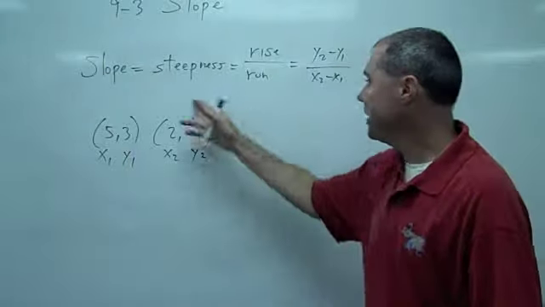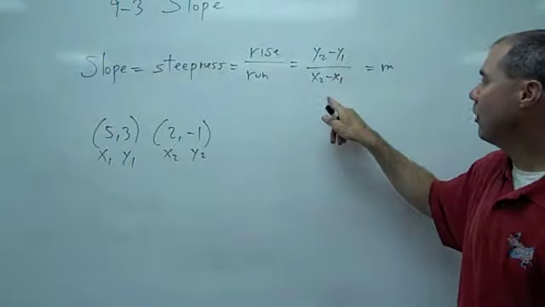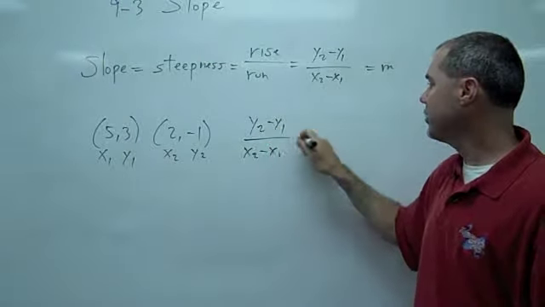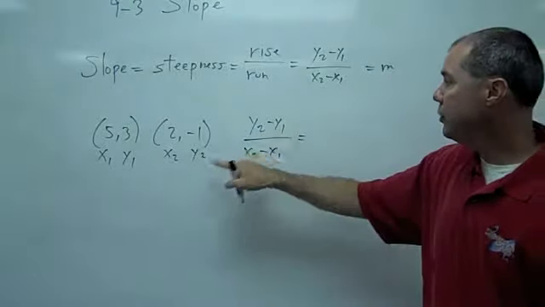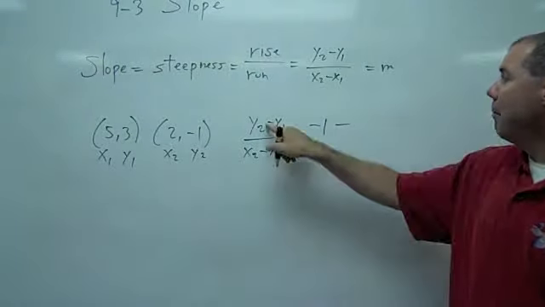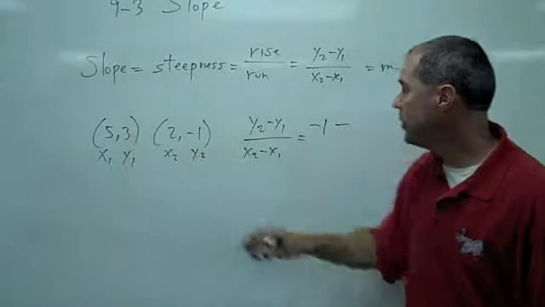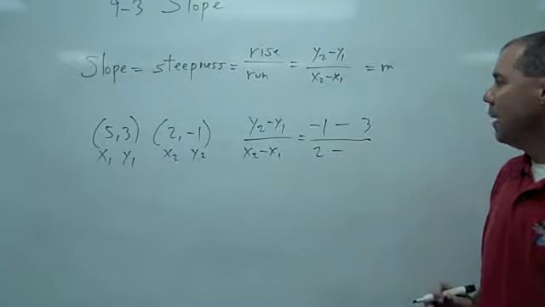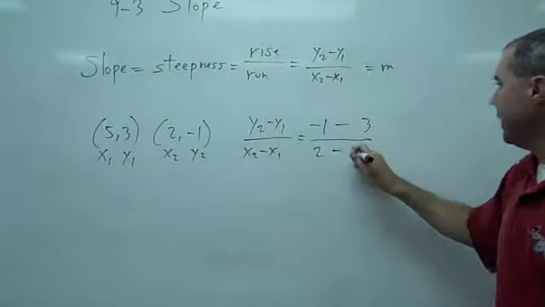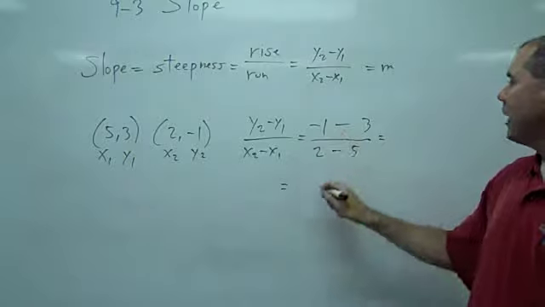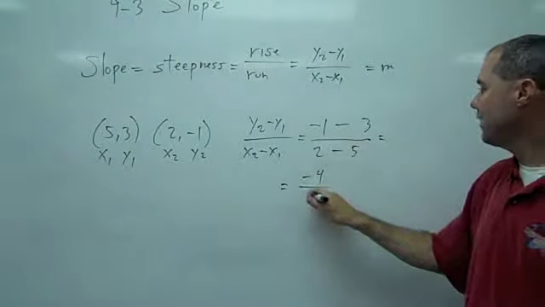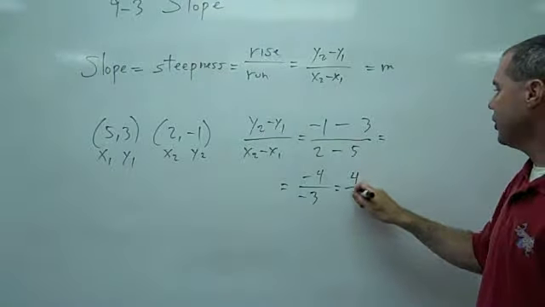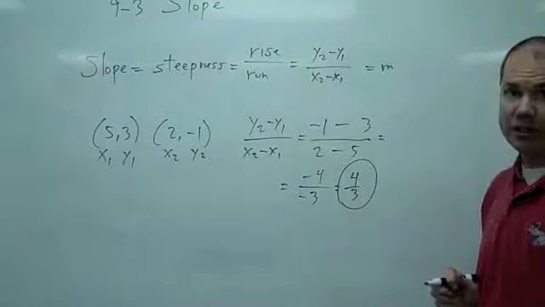Let's replace these values into our slope formula. The slope formula is y2 minus y1 over x2 minus x1, replacing y2 with a negative 1, minus y1, which is a 3, over x2, which is a 2, minus x1, which is a 5. Negative 1 minus 3 is negative 4, 2 minus 5 is negative 3, negative divided by negative is positive. It's just 4/3. Keep it as a fraction.